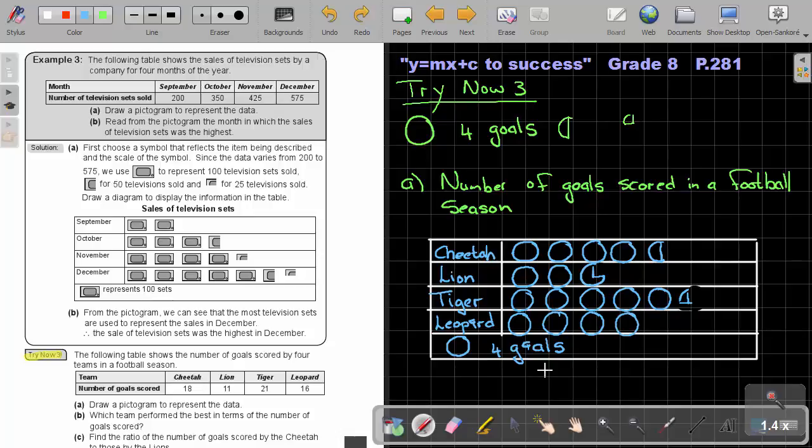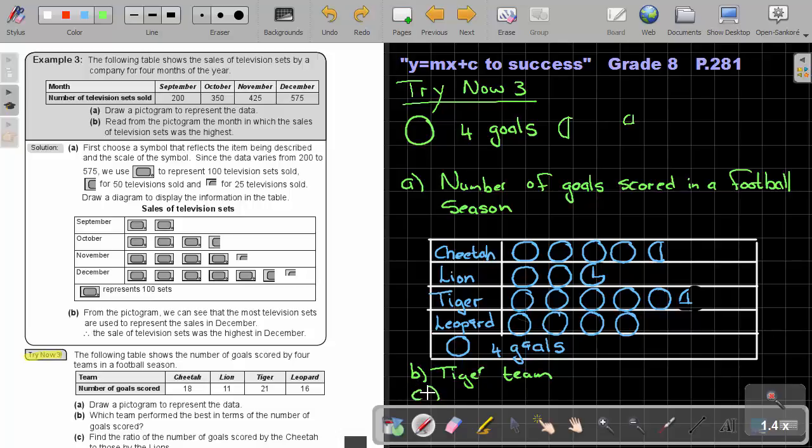And then I look at B. Which team performed the best in terms of the number of goals scored? If I look at that team, I can definitely say the one with the highest was the Tigers. So for number B, the Tiger team performed the best. The team scored 21. As I said, you can write it a little bit more fully: the Tiger team performed the best. The team scored 21 goals.